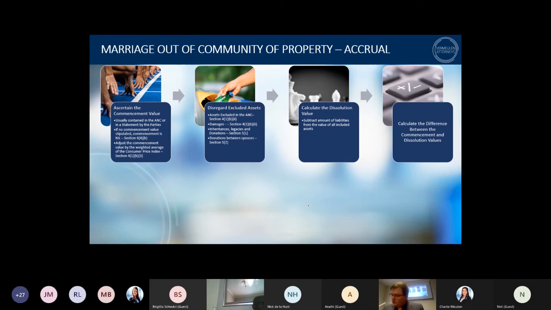If an asset is excluded in the ANC, section 41B2, remember our mouthful earlier, you delete it, you forget about it, you chuck it in the garbage as we see in the picture in the back. If you have a Ford Fiesta today that you bought with the proceeds of your Volkswagen Golf, which was excluded by the ANC, guess what? The Ford Fiesta is excluded. However, you have to now unscramble an egg.